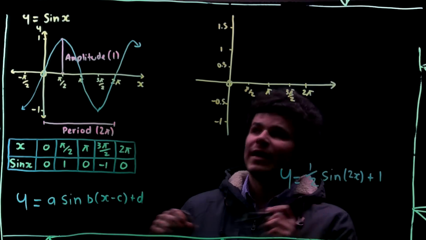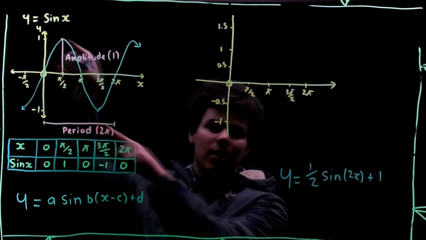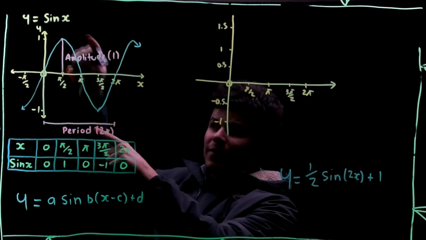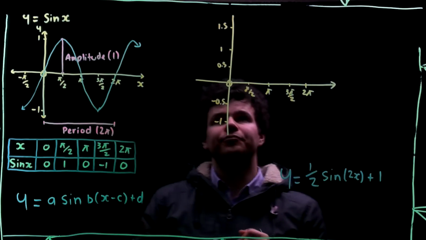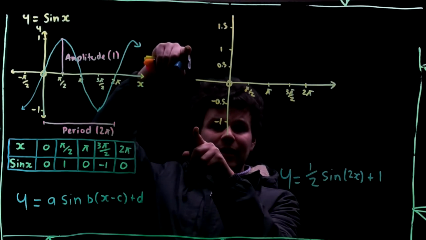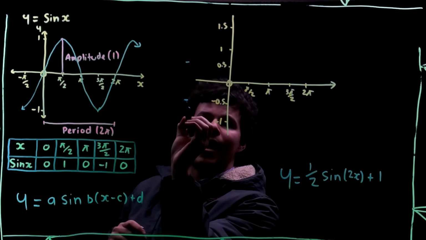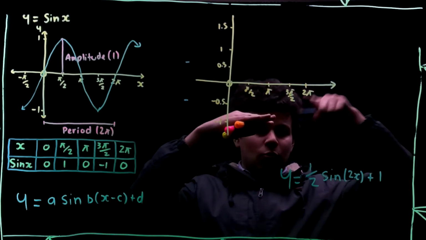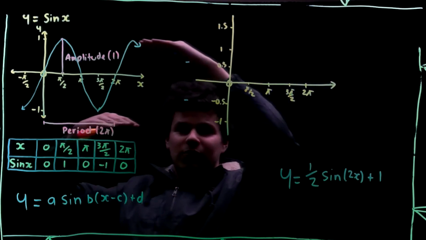Normally our amplitude goes from 1 down to minus 1, the highest value to the lowest value. But because we're doing a half as our amplitude, that's going to come down to a half and minus a half. Normally we'd go from down here up to here, but that's going to narrow down. We're only going to go between those two values. It's a more narrow wave than the tallish one we've got over here.